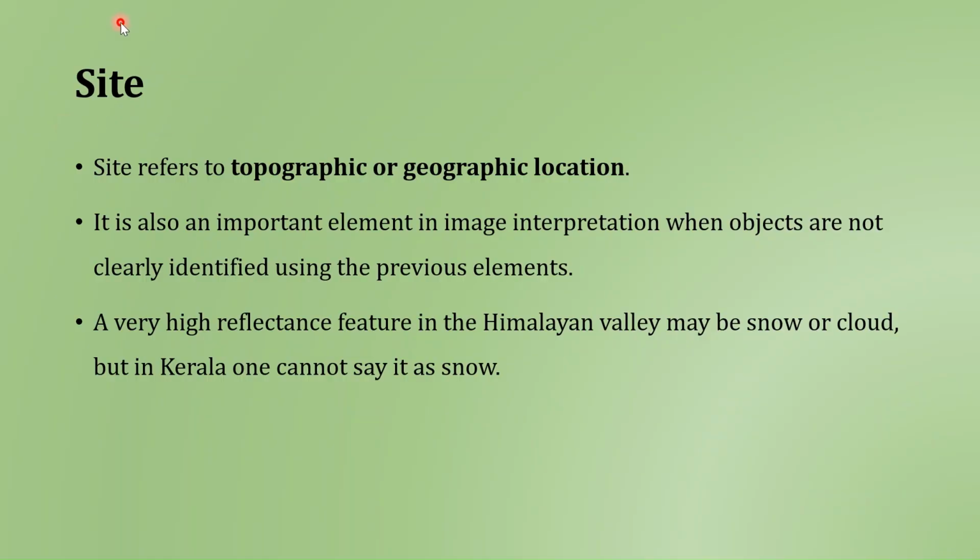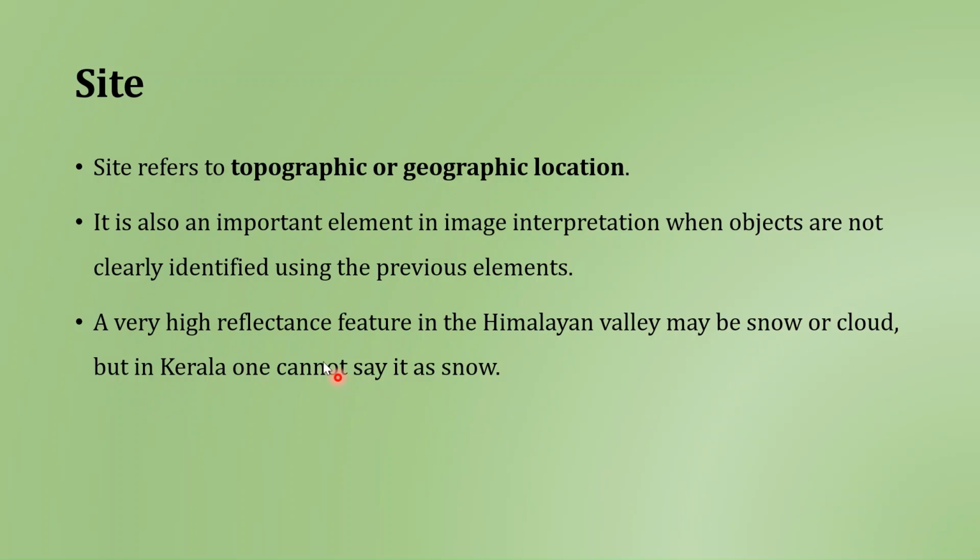The last element is site, and it refers to the topographic or geographic location, which may be collected from secondary data. It is also a very important element in image interpretation when objects are not clearly identified using the previous elements. For example, if we have a very high reflectance feature in the Himalayan valley, it may be because of snow or cloud. But if it is in Kerala, we cannot say that it is snow.